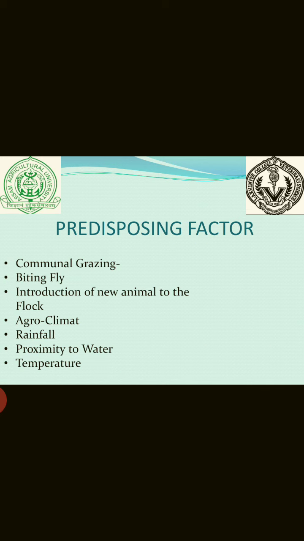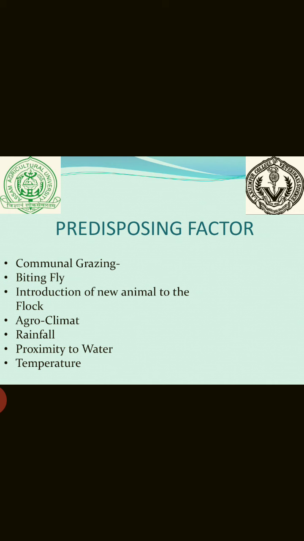Predisposing factors means the factors which help to get this disease. Communal grazing: if an animal is affected with this virus, and if we let that animal go for communal grazing, then it can affect the healthy animals also.